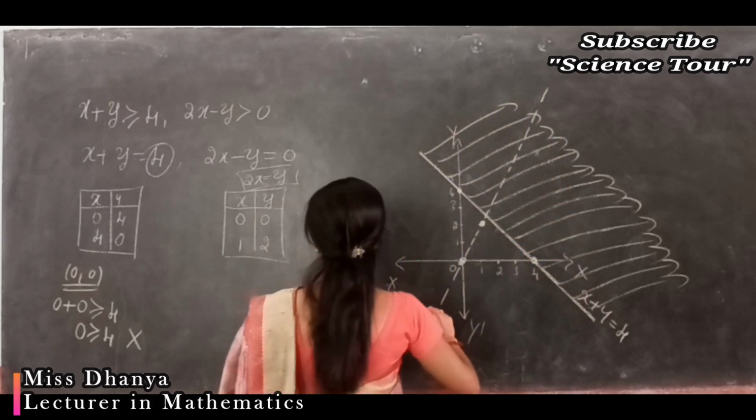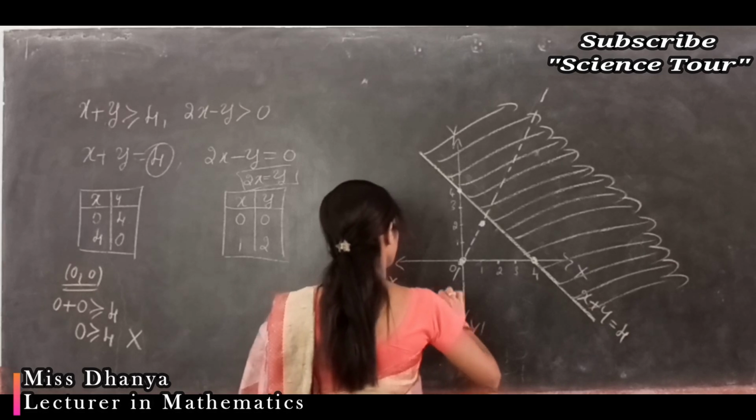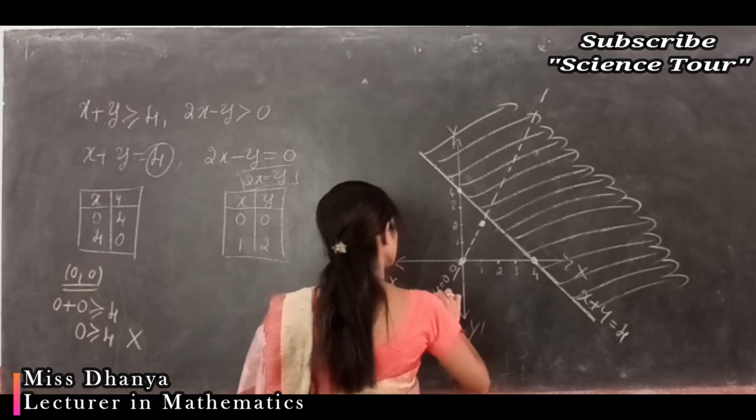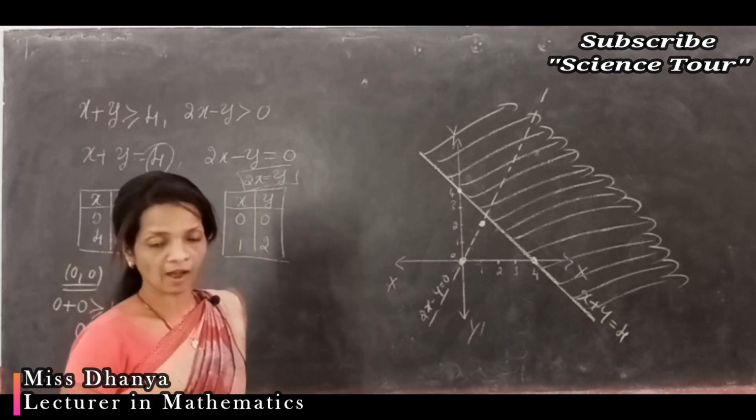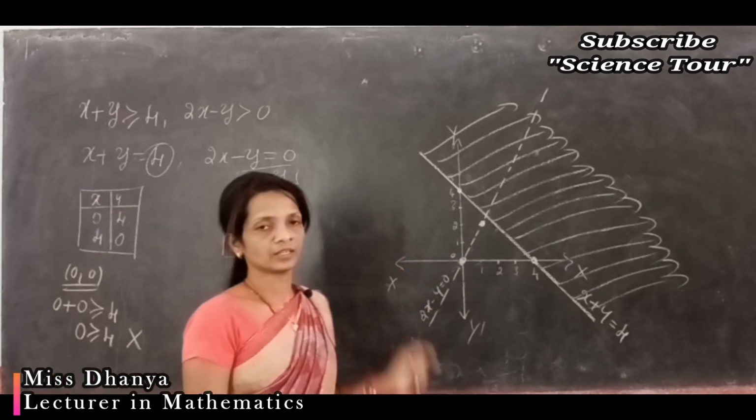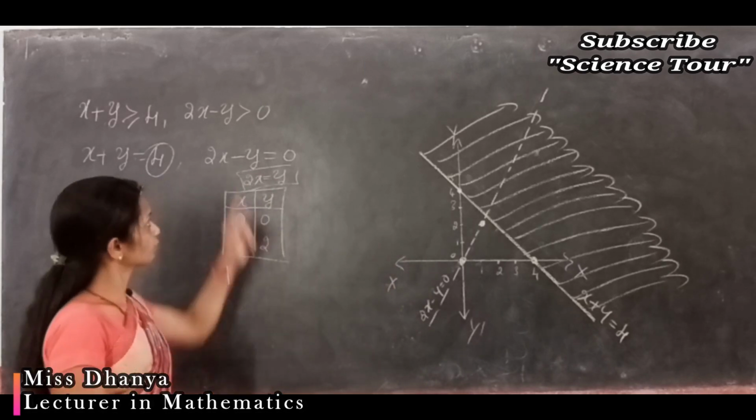This is your line, 2x minus y is equal to 0. Okay. Now which half plane of this broken line is the solution region of this inequality?